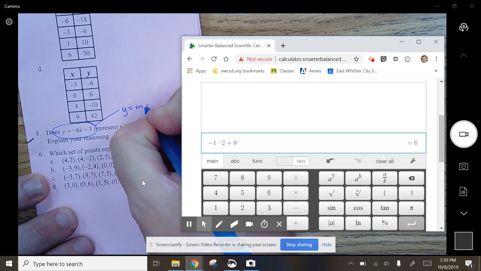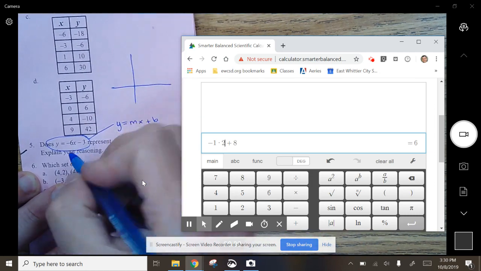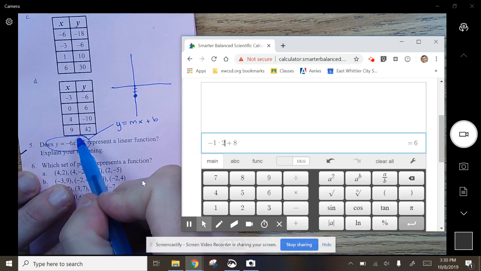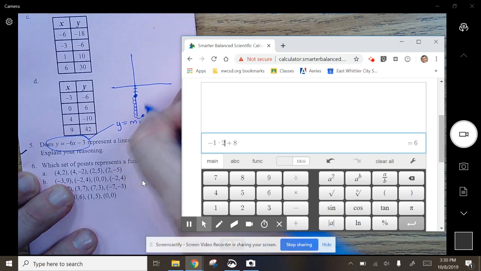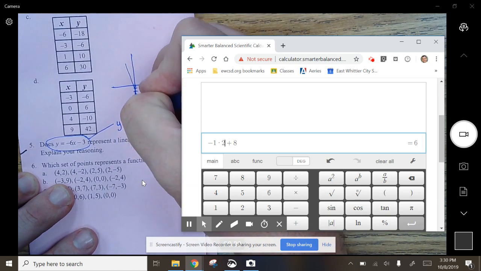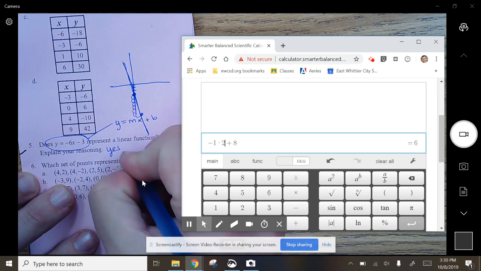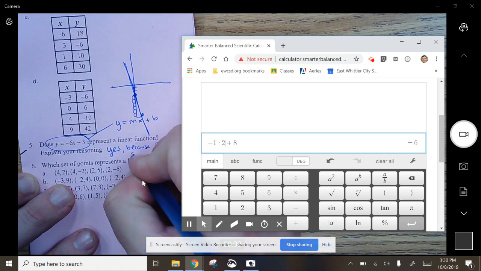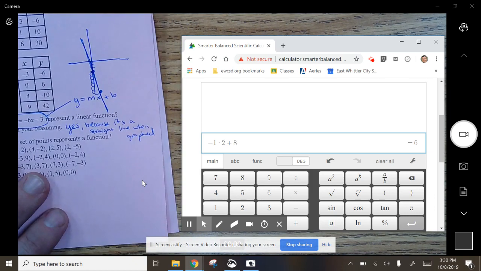Well, this is a linear equation written in this form, which is called slope-intercept form. And if we were to graph this, negative 3, I would put a point there for negative 3, and then I would go down 6 over 1, and I would draw this line. Now, is this straight line a function? Yes. Now I put because it's a straight line when graphed.